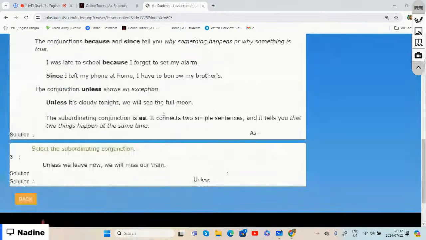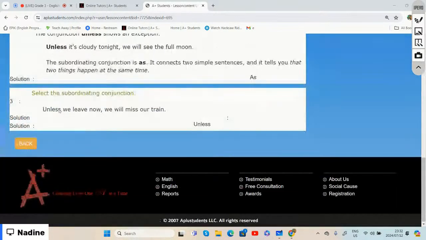Look at the last one. It says, unless we leave, we will miss our team. So, unless we leave, we will miss our team.